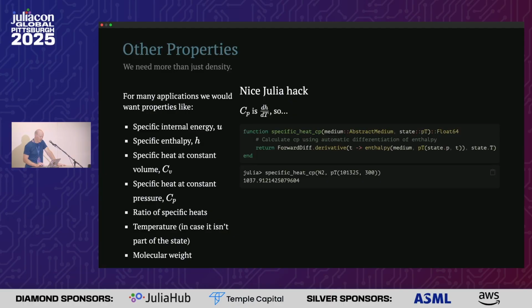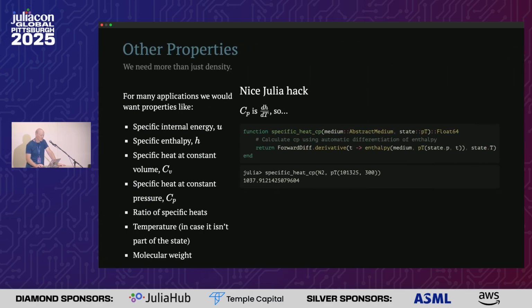And then we'll calculate the specific heat. This is not the density anymore, and that's why. This is the specific heat. So there's specific heat.